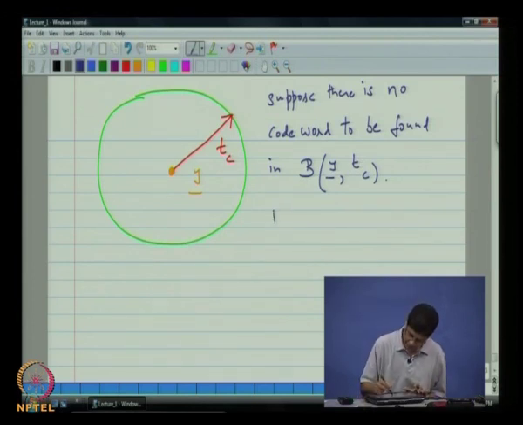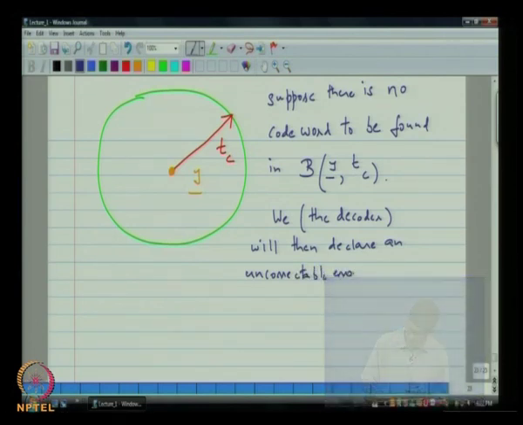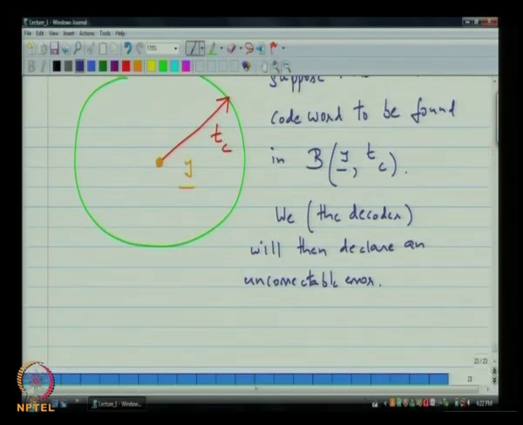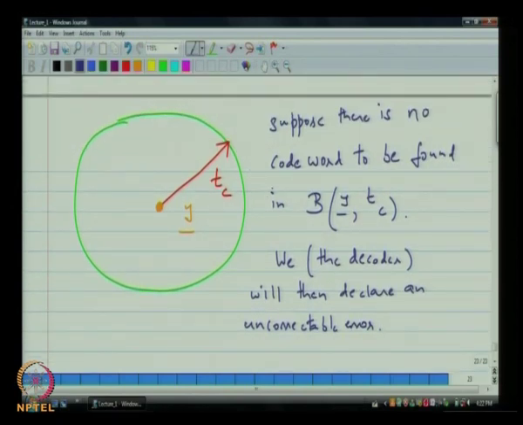Okay. V, by V we mean the decoder, will then declare an uncorrectable error. So, the only thing that can possibly go wrong is if in fact there was a correctable error. Okay, the only way we can go wrong is if there was a correctable error.